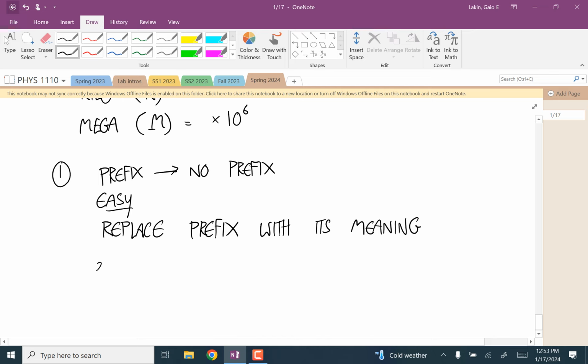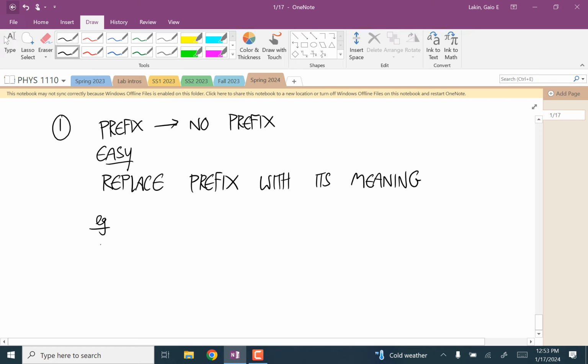Okay, so for example, 50 kilometers. Say that you want to express that in meters, okay? So this is what I'm talking about. The initial number has a prefix of kilo, and you want to express it with that prefix gone. Well, all you do in that case is it's 50. Kilo means times 10 to the third, so just replace this with times 10 to the third, and there you go.